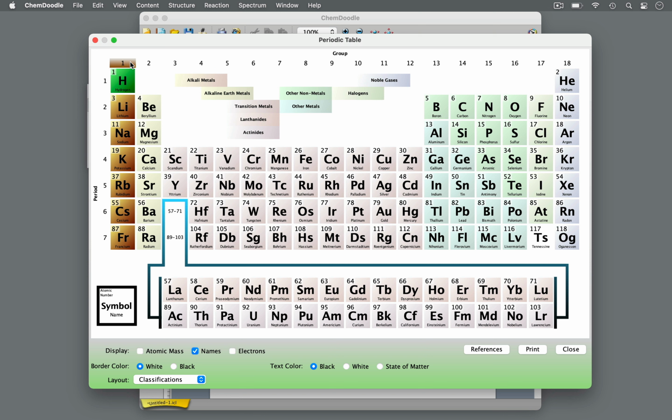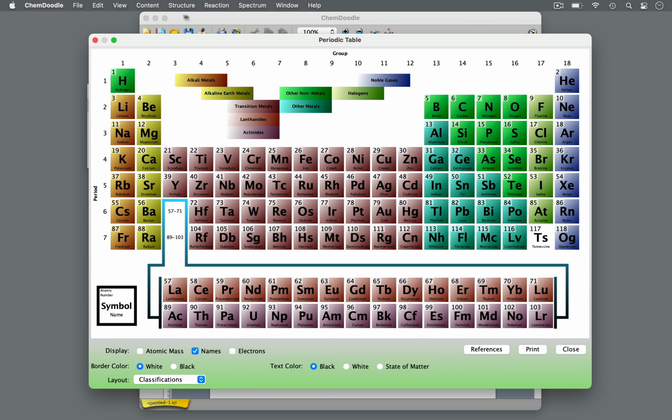The vertical columns are called groups. Starting on the left is group 1. The next column is group 2. The next column is 3, 4, 5, 6, 7, and so on to 18 on the far right. Elements in the same group or column exhibit similar chemical properties. They react with other elements in similar ways.